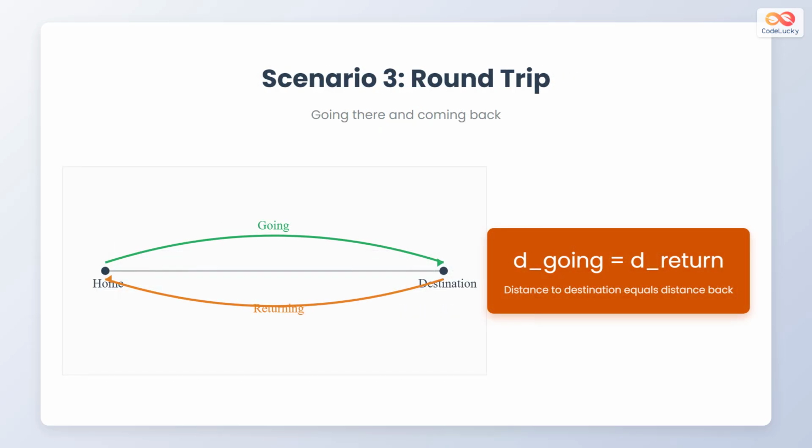The third scenario is the round trip. This is when an object goes to a destination and then returns home. Assuming the route is the same, the distance going is equal to the distance returning.